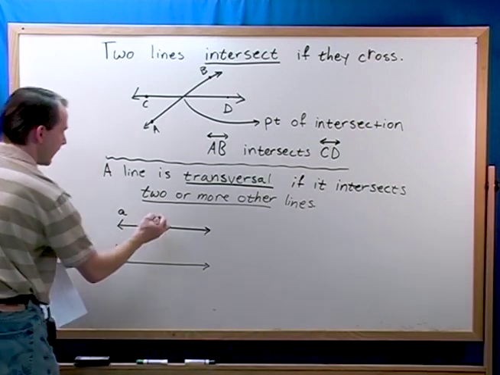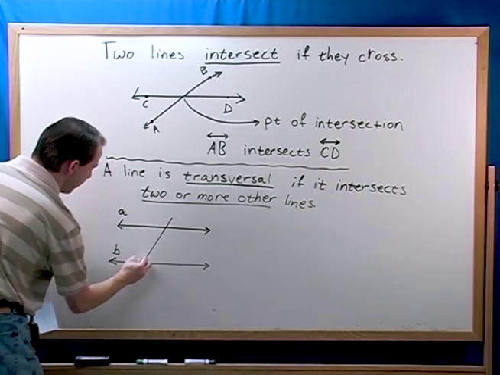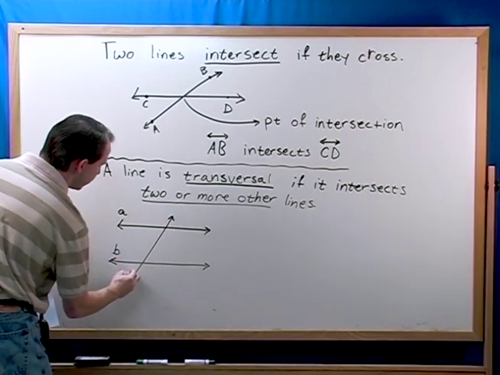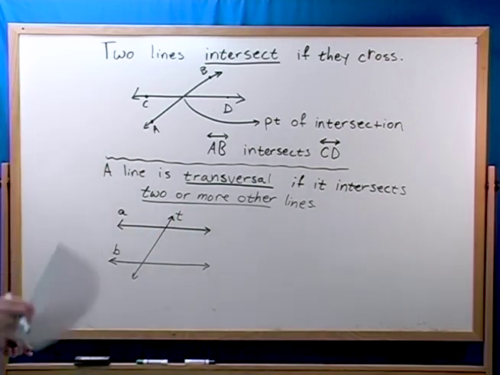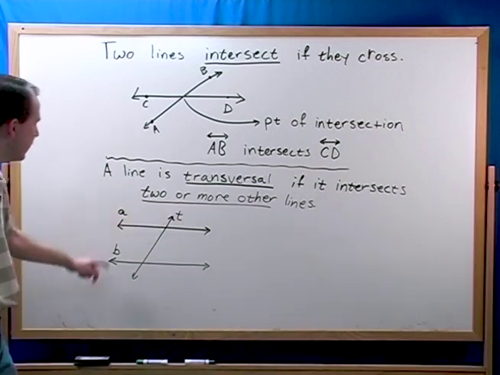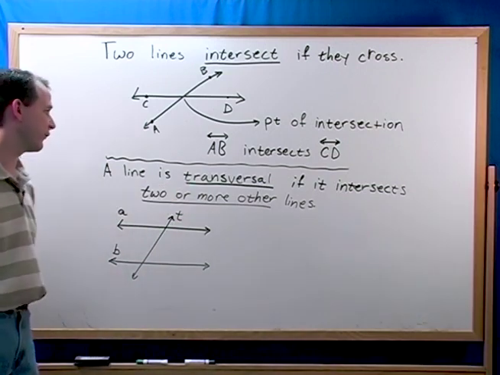Okay, so now if I take a third line and I go up through here and down through here, and I call this line T, then the bottom line is I say that this line T that goes up and down, I'm going to say that T is transversal, okay?